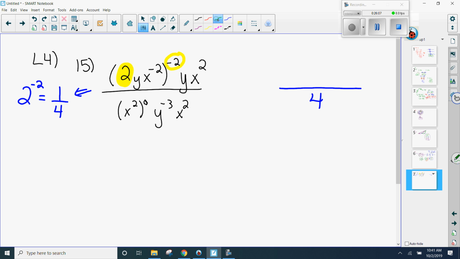Now let's look at the variables. If I look at the variables, y x to the negative second is being raised to that negative 2 power, which means y to the negative second, x to the fourth, negative 2 times negative 2 is positive 4. Then you have y x squared.